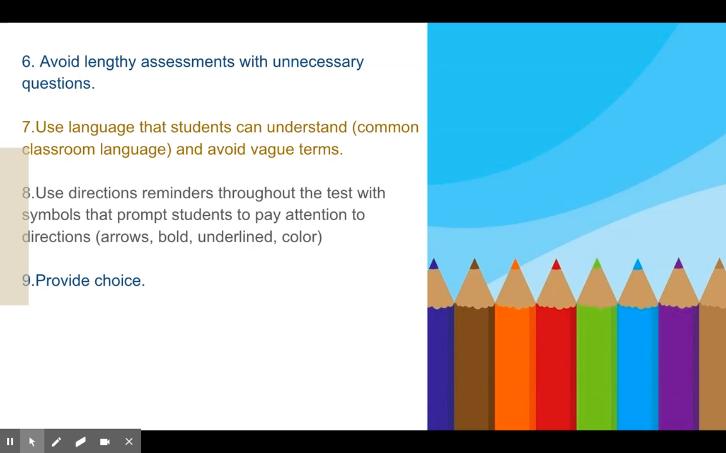9, provide choice. Students like choice. You may, for example, give them the option to do a different type of assessment. You could do assessment A, B, or C to show your understanding. You also could have 23 questions and tell them they only need to do 20 questions. Giving students choice in how they're learning is helpful and makes them feel in control and that they have power over their education.